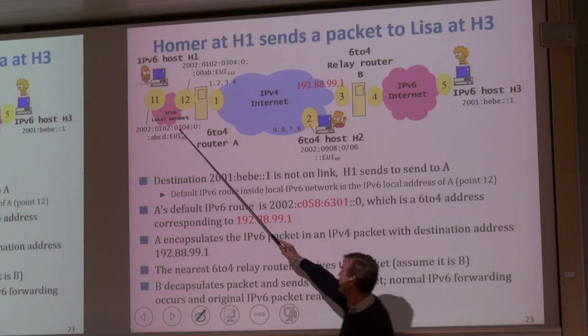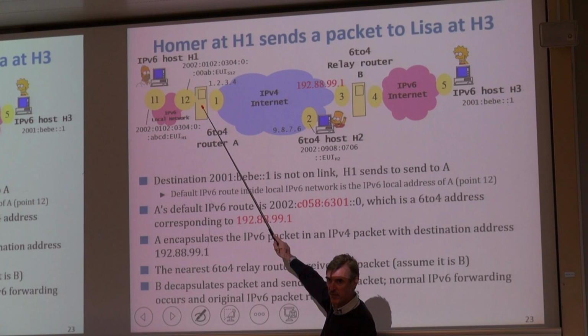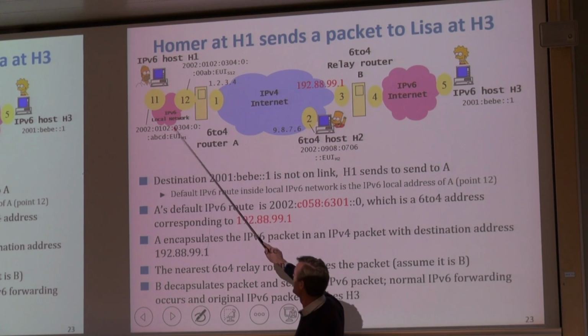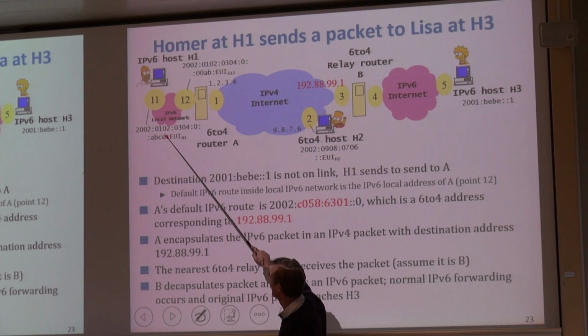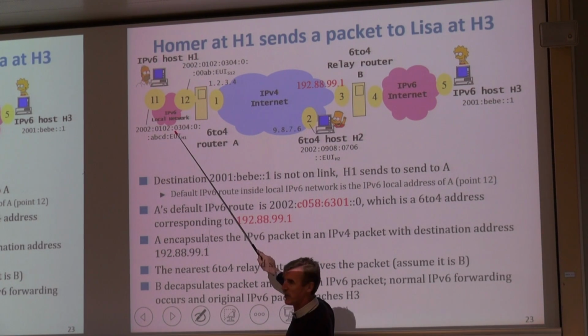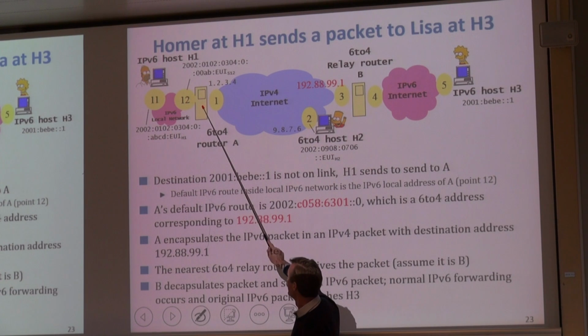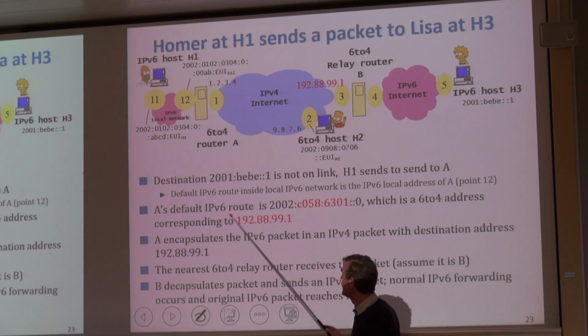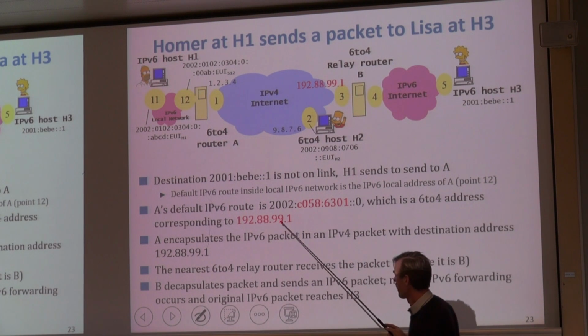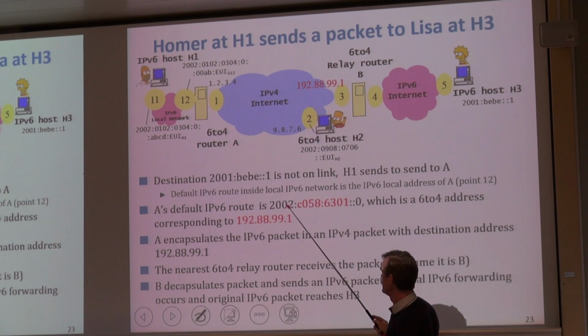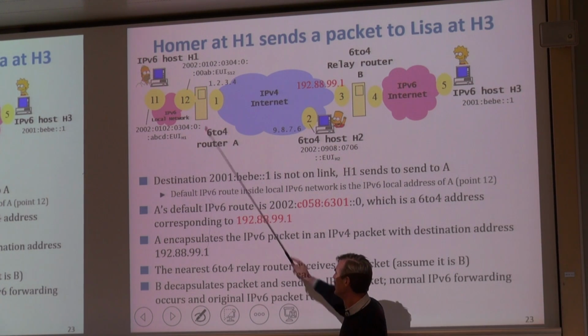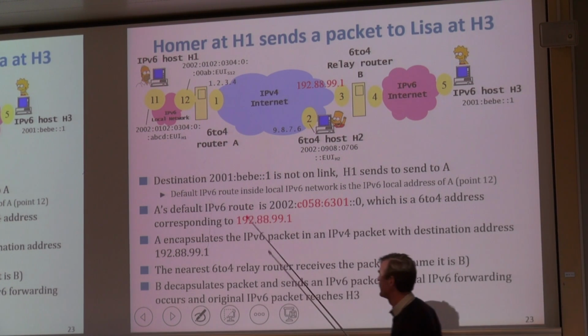Now, the packet will reach A because it's not destined to another guy in the same network. If you would ping another guy, then it will follow normal IPv6 routing in this cloud. Now it reaches A. What does A do? Now, A is a 6to4 router. So first, it realizes that it is a 6to4 packet, and it knows it is a 6to4 router. It analyzes the destination address.